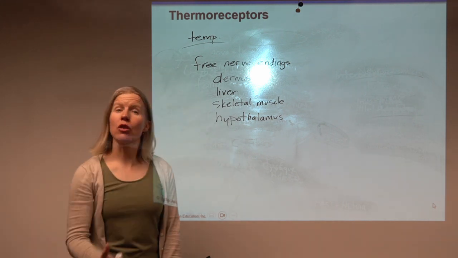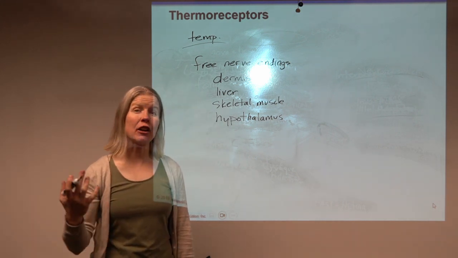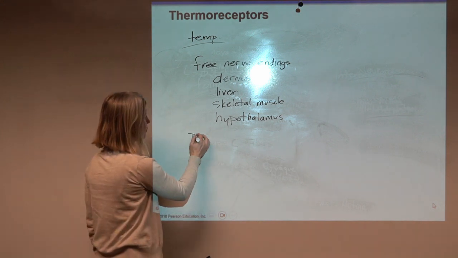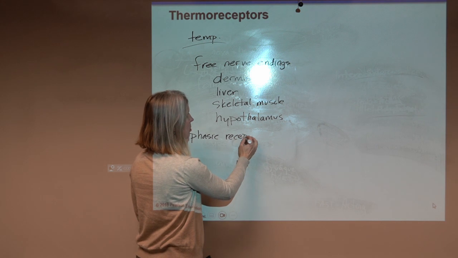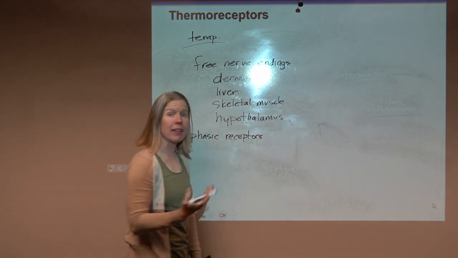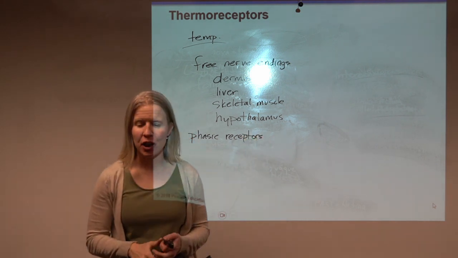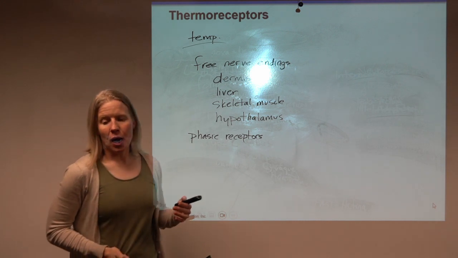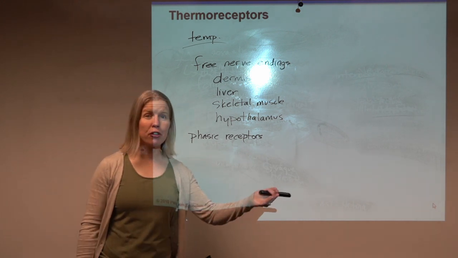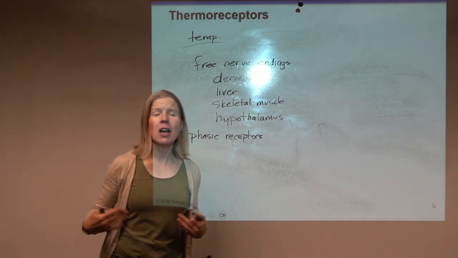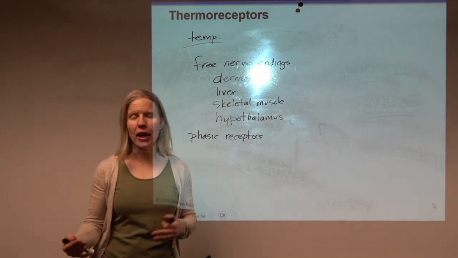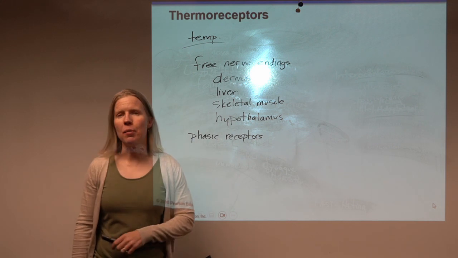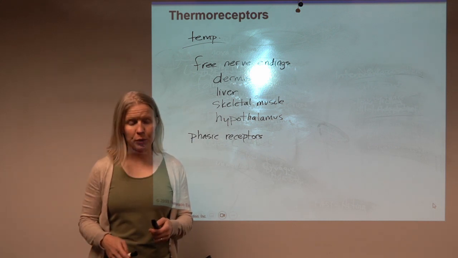Temperature receptors, thermoreceptors, are kind of our classic phasic receptor, meaning they do show a lot of adaptation. So you might feel the temperature change when you first walk outside, but as long as it's not super extreme, you would actually kind of get used to that. You would stop sending that information on to the brain.